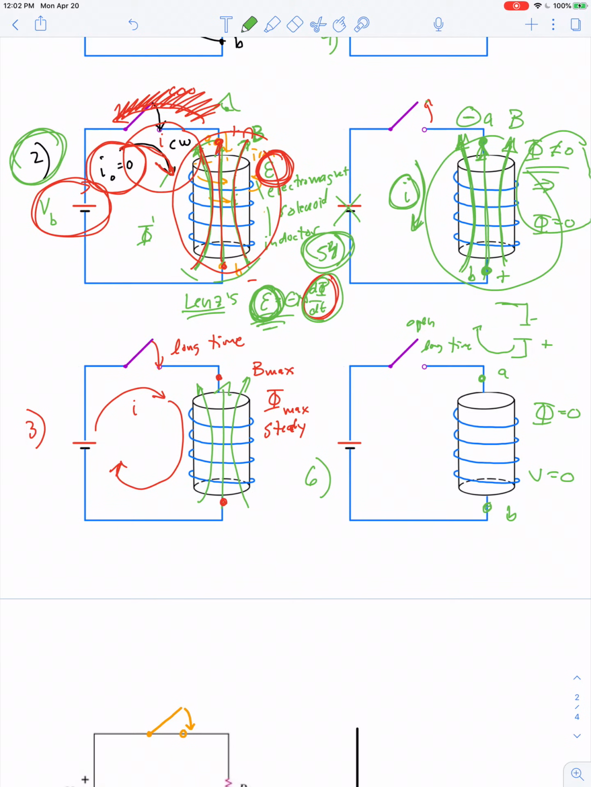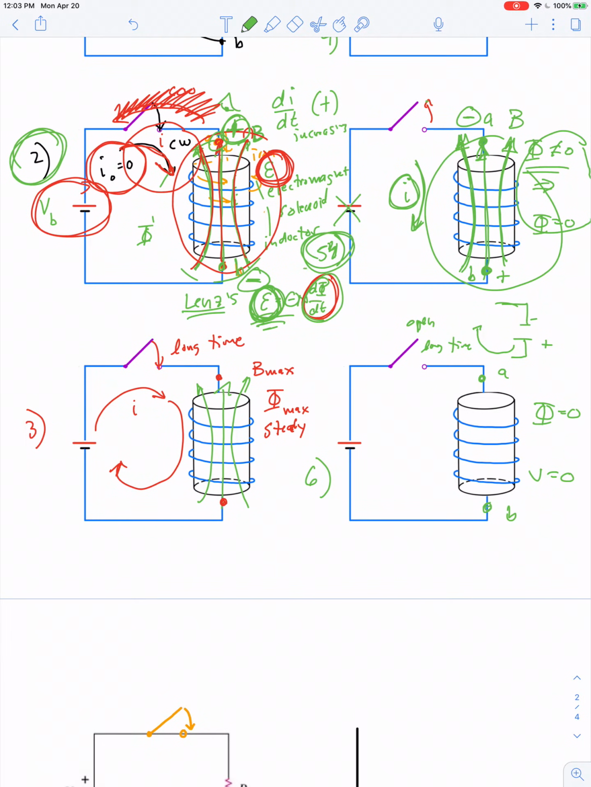And I know the scribbling got a little messy at this point, but in case number 2, when the rate of change of current was positive, in other words, when it was increasing, then we found that terminal A was the positive terminal and B was the negative terminal.